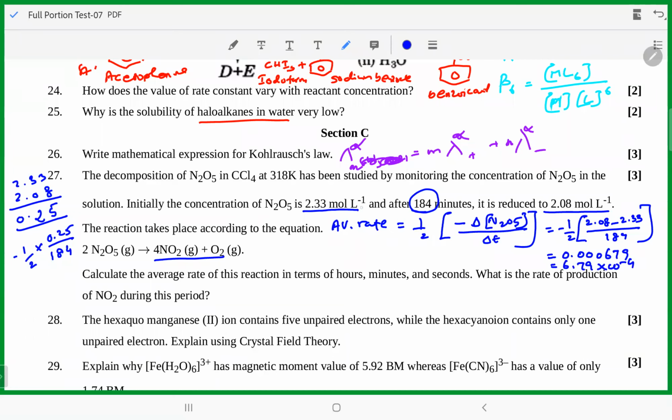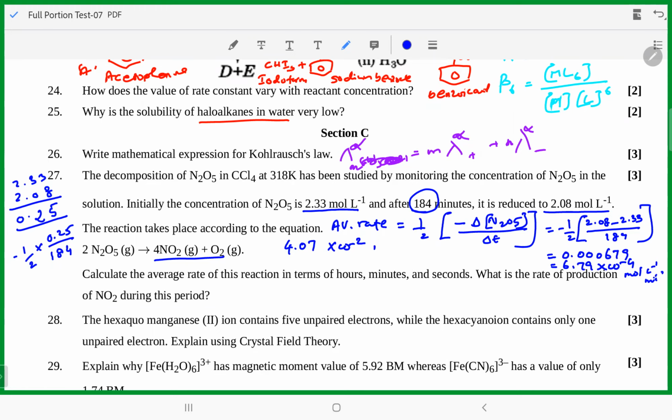So here moles per liter is given. Then when we divide by time, the unit will become moles per liter per minute. So moles per liter per minute. Okay? So 60 minutes per 1 hour, right? Into 60 we have to put. So in terms of hour, it is 4.07 into 10 power minus 2.